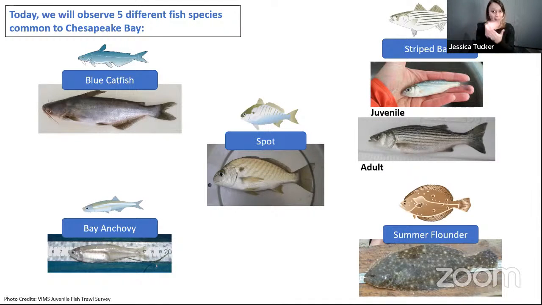But all 5 of these fishes are very common to the bay. They're common to our survey that we conduct on a monthly basis. And hopefully they're recognizable to a lot of students as one that they might have caught fishing or even eaten at a restaurant. So that's why I'm focusing on these 5 fish.